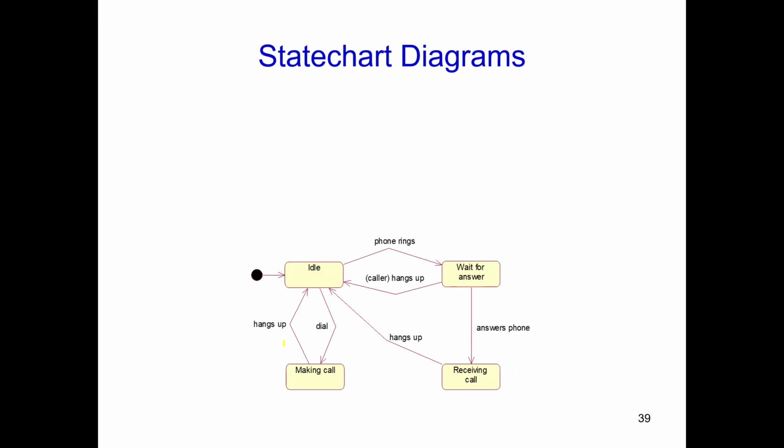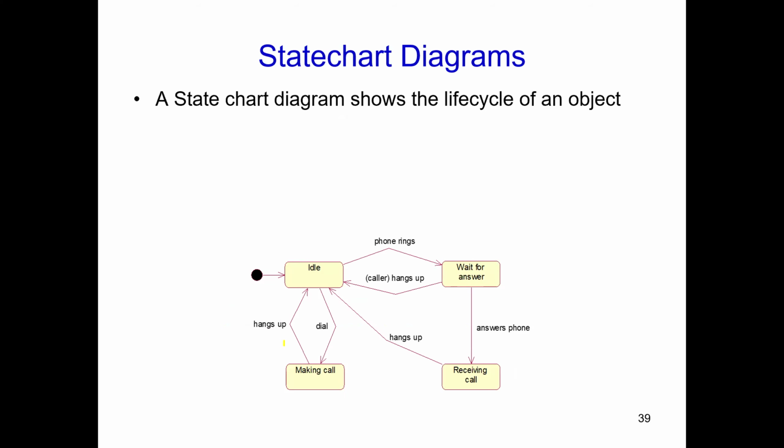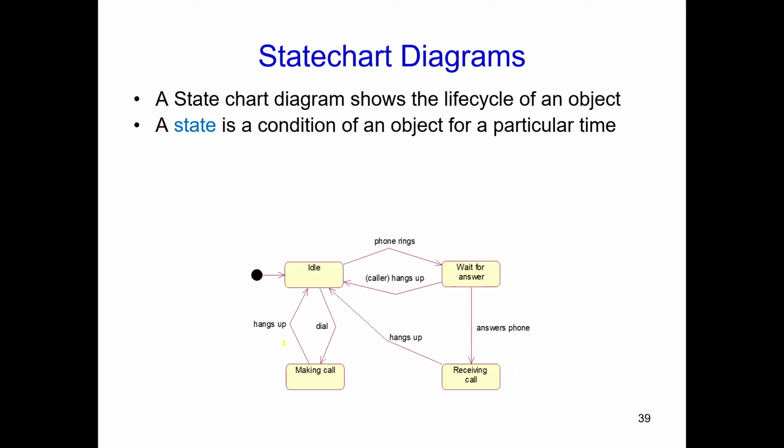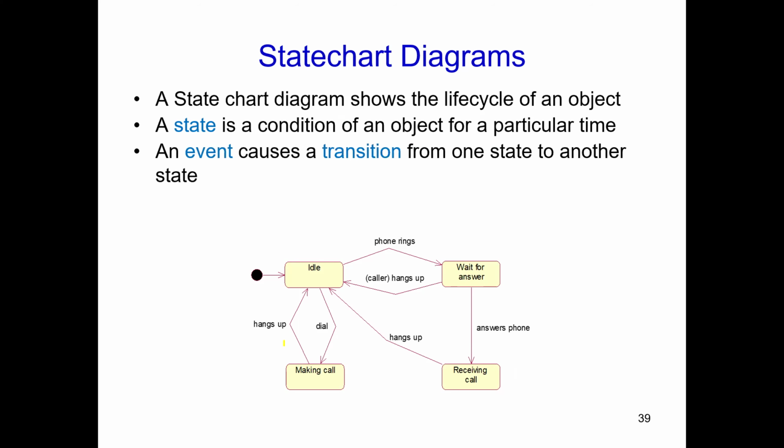So, state chart diagrams. State chart diagrams show the life cycle of an object. A state is a condition of an object for a particular time. An event causes a transition from one state to another state. So here's the state chart for a phone line.